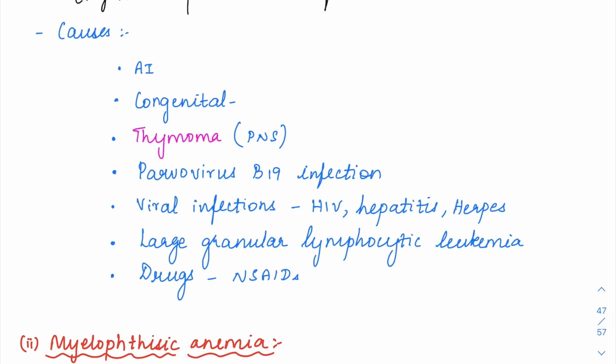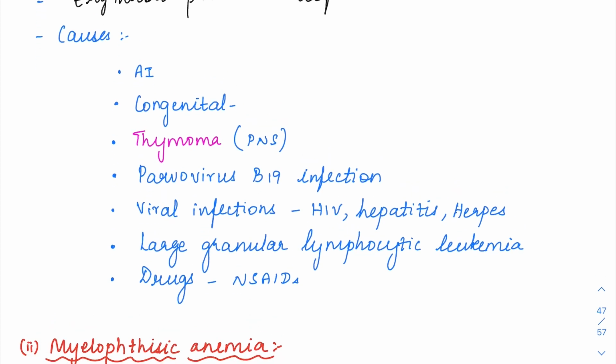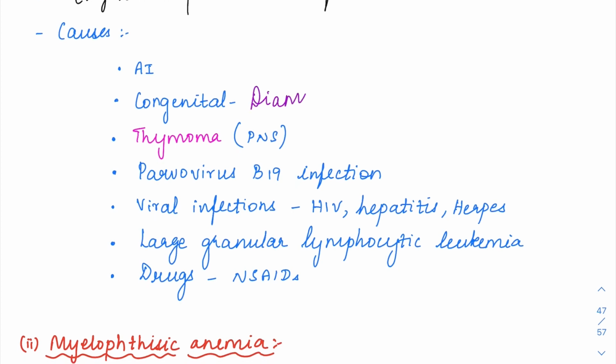Mostly it is usually caused due to some autoimmune condition, in which the erythroid precursors are going to be affected by the autoimmunity. Otherwise, it can be inherited as a congenital condition also. That is going to be Diamond-Blackfan anemia. So Diamond-Blackfan anemia is an example of a congenital cause of pure red cell aplasia.